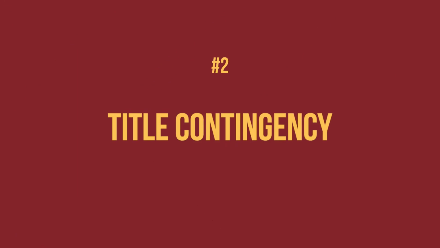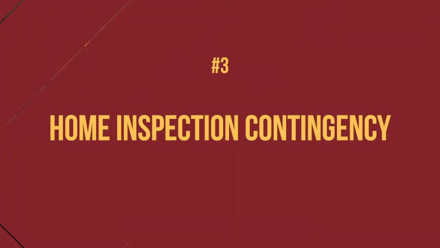Number 2, the title contingency. Now this provides the buyer the right to obtain a title search and raise any objections to the status of the title to the property, which must be cleared by the seller in order for the buyer to close on the transfer of title.